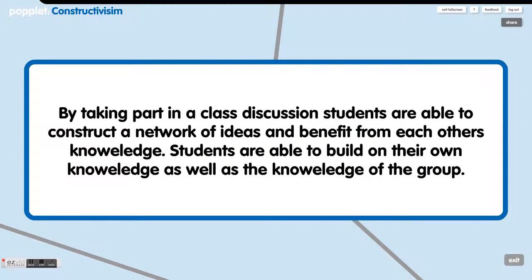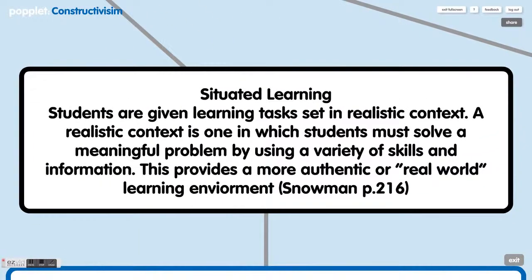By taking part in a class discussion, students are able to construct a network of ideas and benefit from each other's knowledge. Students are able to build on their own knowledge as well as the knowledge of the group. He also allows for situated learning, in which students are given tasks set in a realistic context. Realistic context is one in which students must solve a meaningful problem by using a variety of skills and information. This provides a more authentic or real-world learning environment.